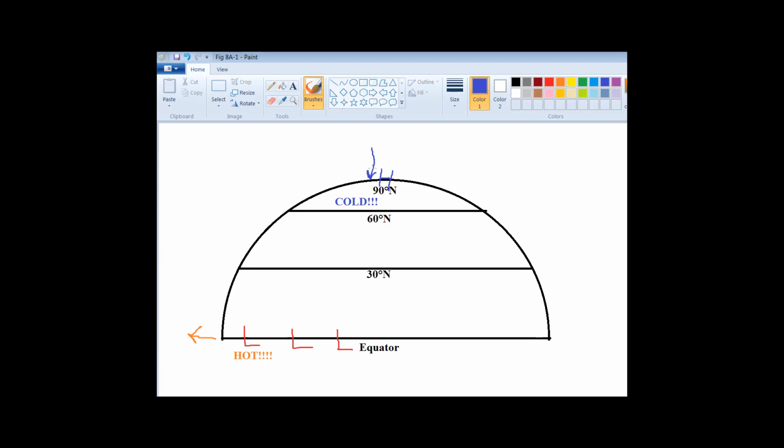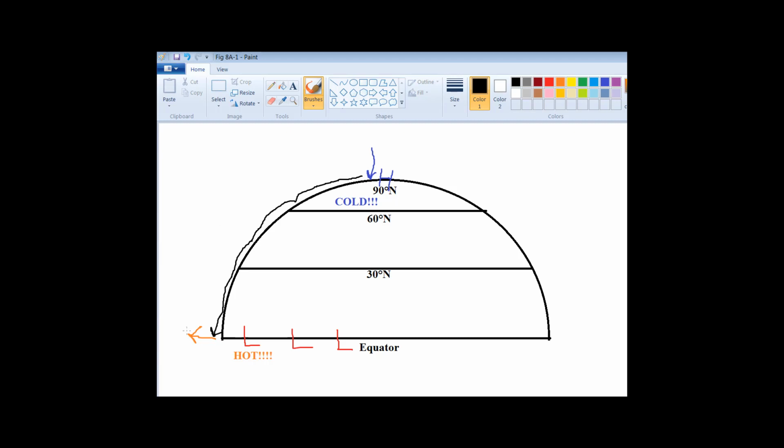Now if you remember the pressure gradient force, where do winds blow? Winds blow from high to low. And so what actually happens is, here at the surface of the Earth, winds are moving from the pole down to the equator.